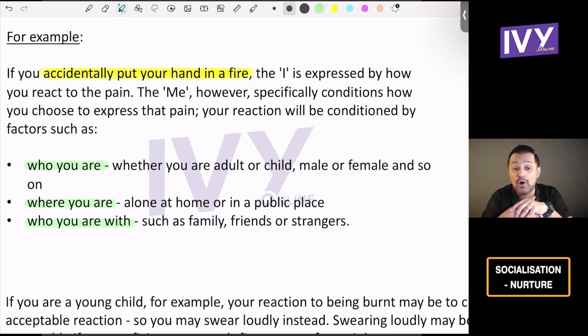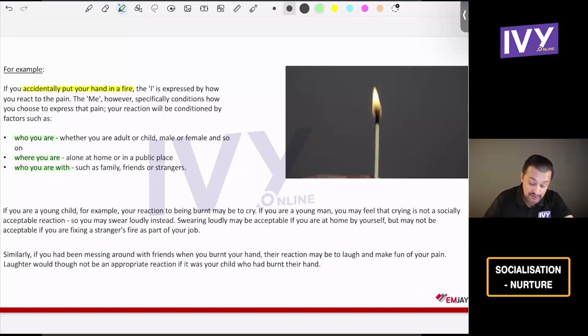If you're an adult, you'd probably behave in a different manner as compared to you being a child. If you're a male, you probably react in a different manner as compared to you being a female. Likewise, where you are: if you're alone at home, you might react in a different manner as compared to you being in a public place. Number three, who you are with. If you're with your family, you'd behave in a more sophisticated manner. If you're with your friends, you'd respond in a different manner. If you're with strangers, you'd again react in an entirely different manner.